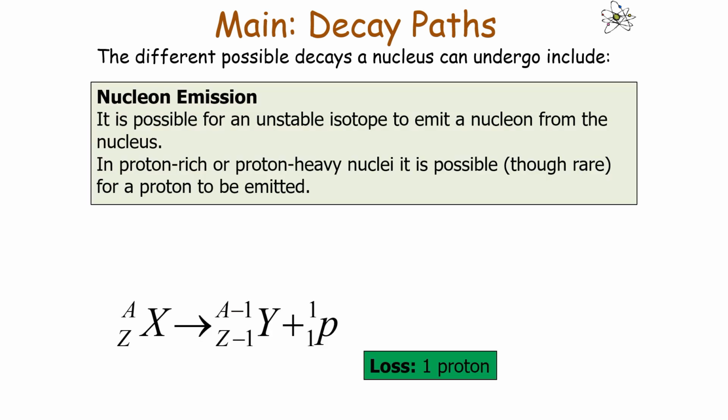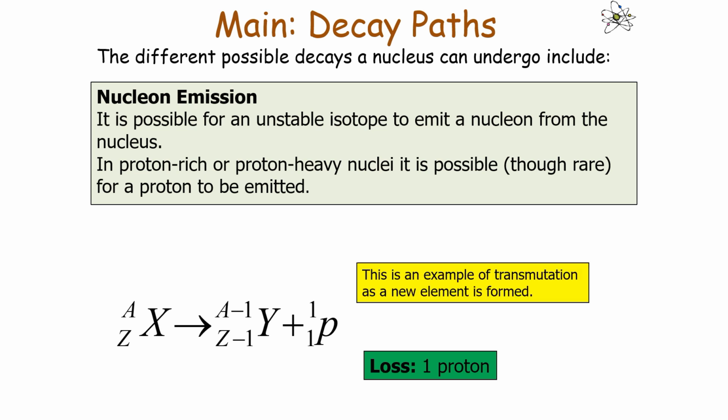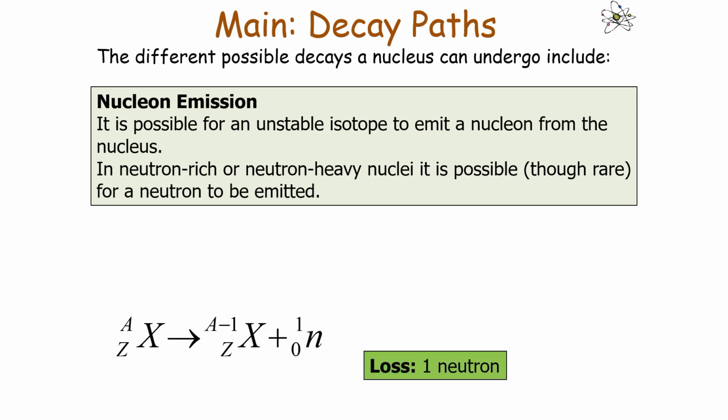Now, another example of a decay is nucleon emission. It's possible for an unstable isotope to emit a nucleon from its nucleus. For example, in proton-rich or proton-heavy nuclei, it's possible for a proton to be emitted. So again, you will lose one proton. This is an example of transmutation as a new element is formed, and the new element is formed one place lower on the periodic table.